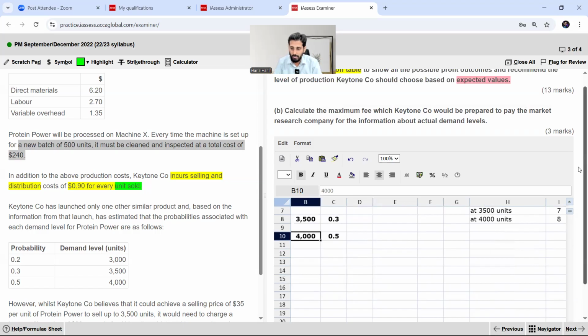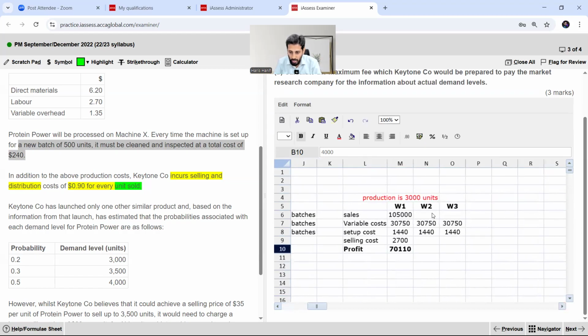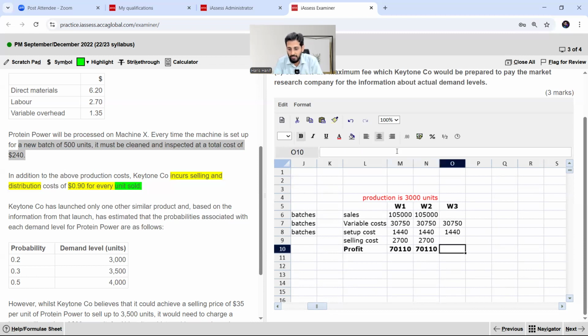So let's now move on. In all these three, I will be selling 3000 multiplied by 35, and you can copy paste this formula. Here selling cost is 3000 multiplied by 0.9. Oh, sorry, it's 0.9. So the same figure appears in all these three workings. Here 3000 multiplied by 35, so you got 701100. All these three have got the similar profit figure. No need to worry about it.